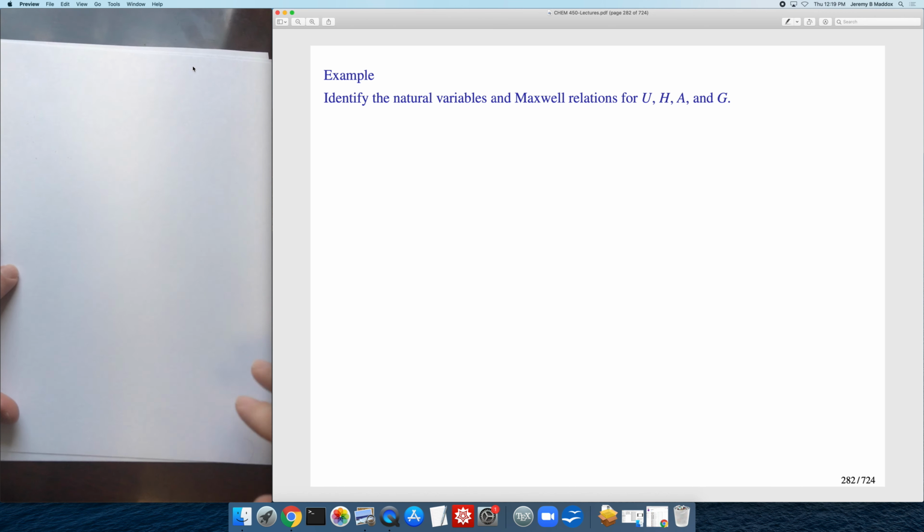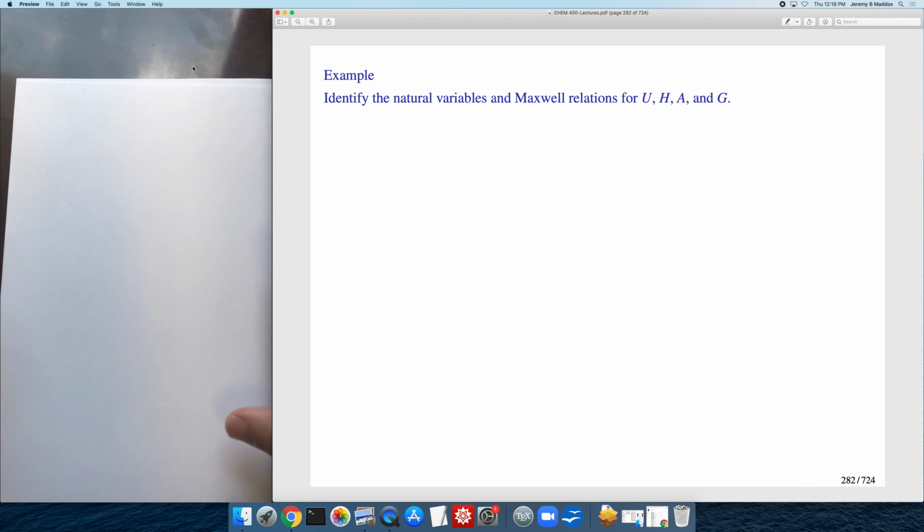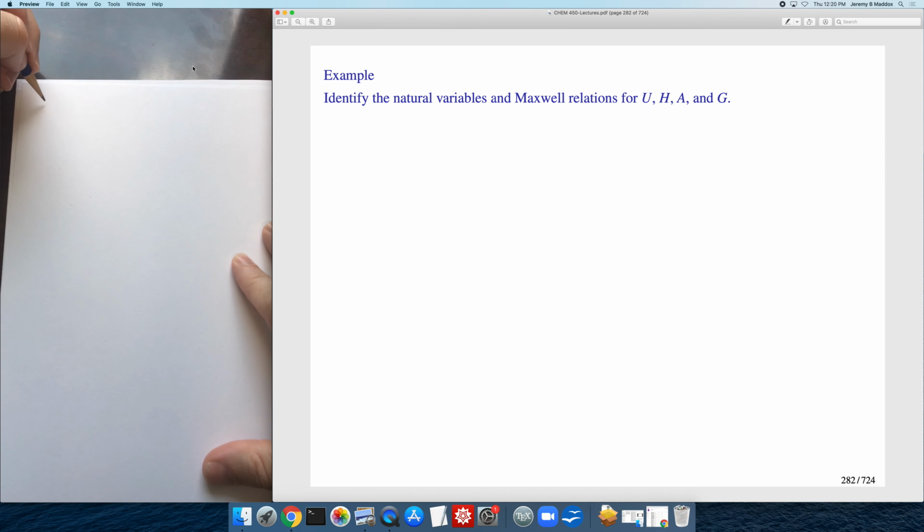So here, what I'm going to do is mess around with some of these equations. We'll start with the internal energy, and our goal is to express it in terms of its natural variables. Unfortunately, that's very easy to do. So let's start with the differential version of the first law of thermodynamics. So dU equals dq plus dw. And so that's the first law of thermodynamics.